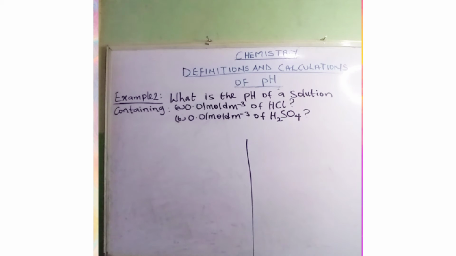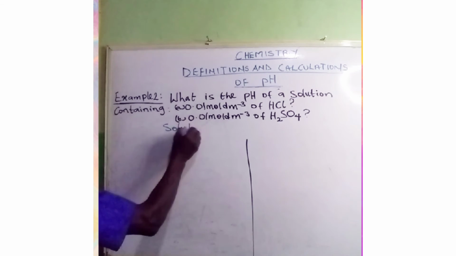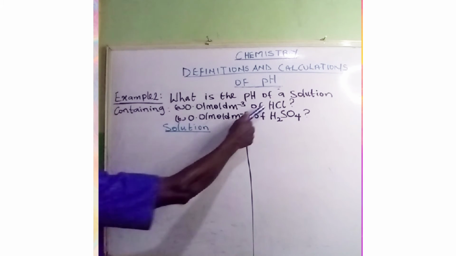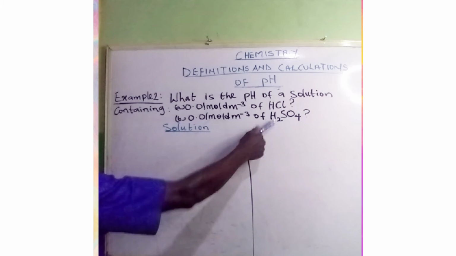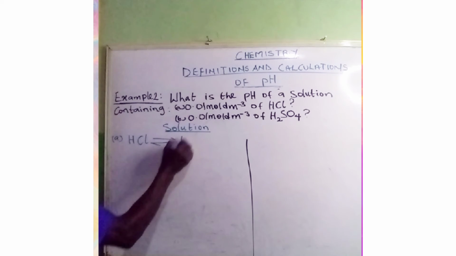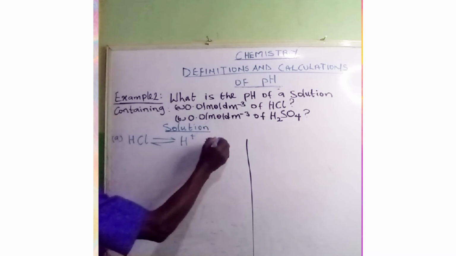Example 2. What is the pH of a solution containing, question A, 0.01 mole per dm cube of HCl, question B, 0.01 mole per dm cube of H2SO4. Now to solve this question, we have to find the pH of two different acids, hydrochloric acid and tetraoxosulfate 6 acid. For the first one, hydrochloric acid, when we dissociate this acid, we are going to have hydrogen ion concentration plus chloride ion.